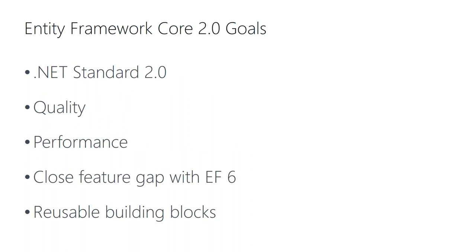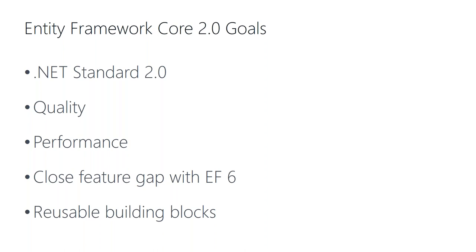So when the Entity Framework team brought out Core 2.0 of the product, they were really looking at a number of things that they wanted to release. One is they wanted it to meet the standard of .NET Standard 2.0, and we'll talk about that in a second. They also wanted to increase and improve the quality of the product.